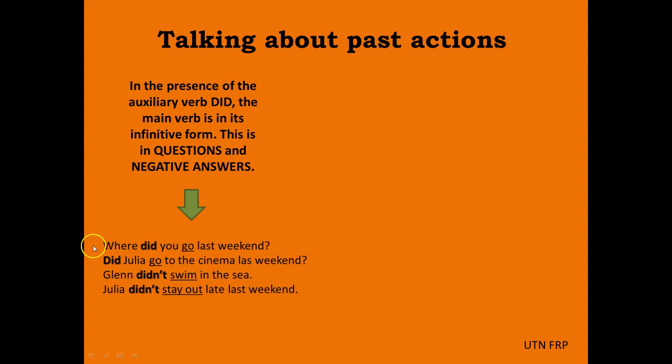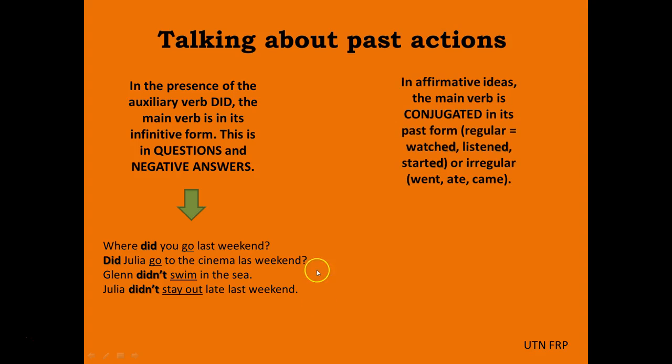Where did John go last weekend? Did Julia go to the cinema last weekend? Glenn didn't swim in the sea. Julia didn't stay out late last weekend. In affirmative ideas, the main verb is conjugated. It is in its past form. If it is a regular verb, it's going to be watched, listened, started. It's going to add ed. Or it may be irregular. From go, we go to went, eat, ate, come, came.